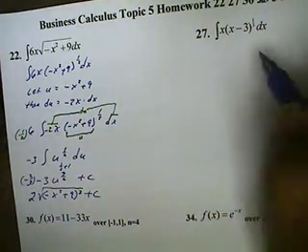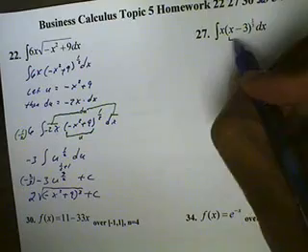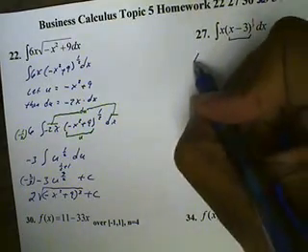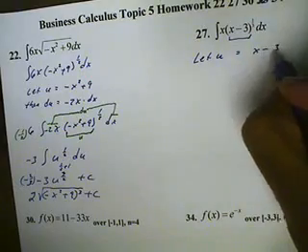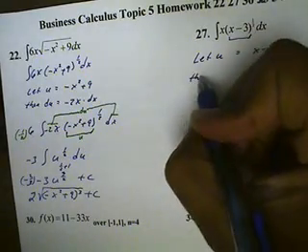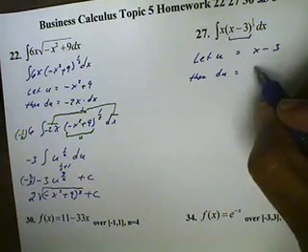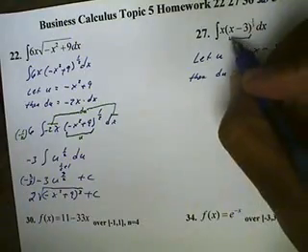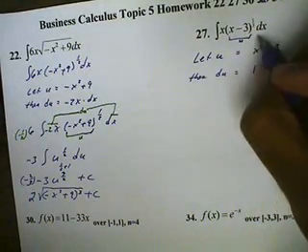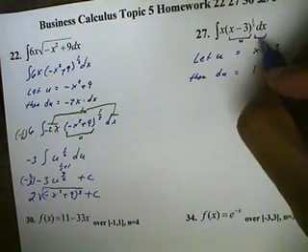Once again, number 27. We want all of this right here to be our u, so we'll say let u replace x minus 3. Then du will be replaced by a 1 times dx. Now this replaces the x minus 3 with a u. It also replaces the dx with a du.